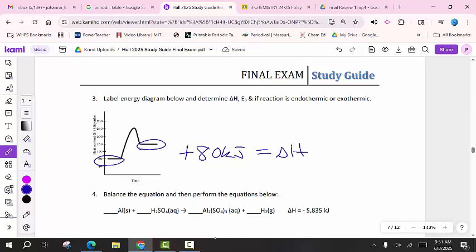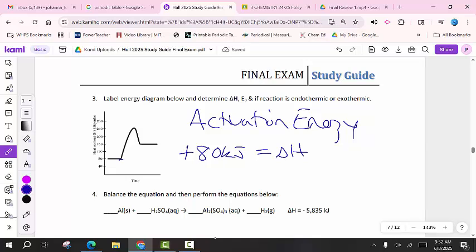There's a thing called activation energy. Activation energy is the going up part. All reactions need to absorb energy in order for them to react, to break those bonds. So we're going from 80 up to about 240-ish. So 240 minus 80 gives me 160. So the activation energy would be 160. Activation energy is always positive. And because it's absorbing energy, it's an endothermic reaction.